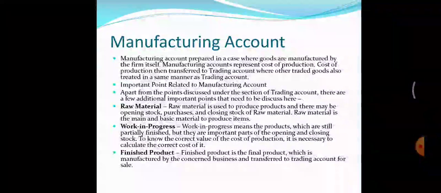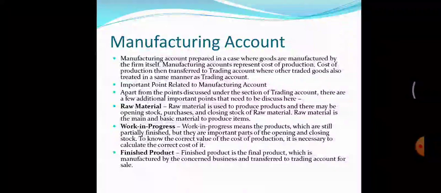First point is raw material. Raw material is used to produce the product and there may be opening stock, purchases and closing stock of raw material. Raw material is the main and basic material to produce items. Next point is work in process. Work in process means the product which is still unfinished, but it is an important part of the opening and closing stock. To know the correct value of the cost of production, it is necessary to calculate the correct cost of it. Next one is finished goods.